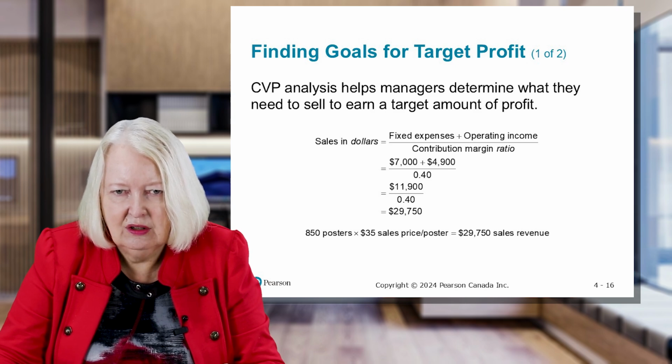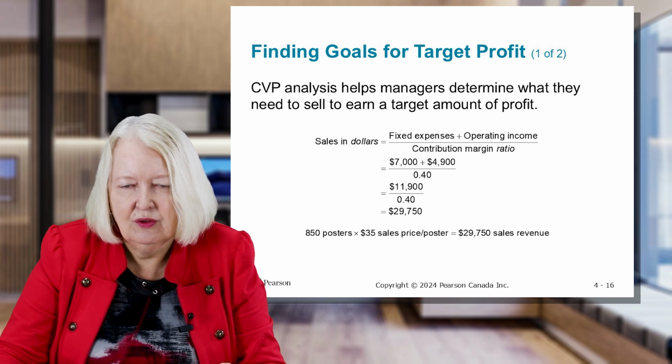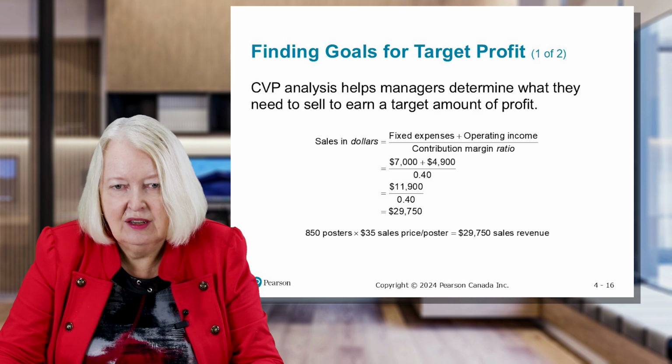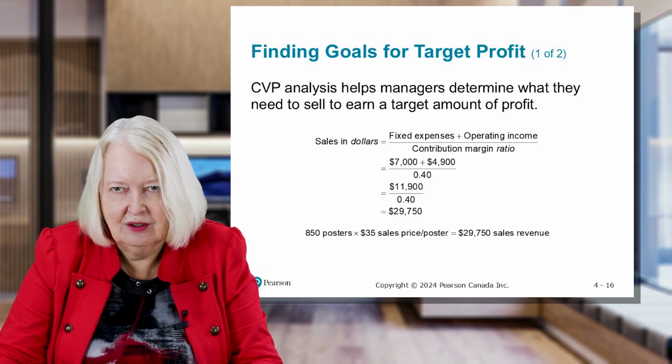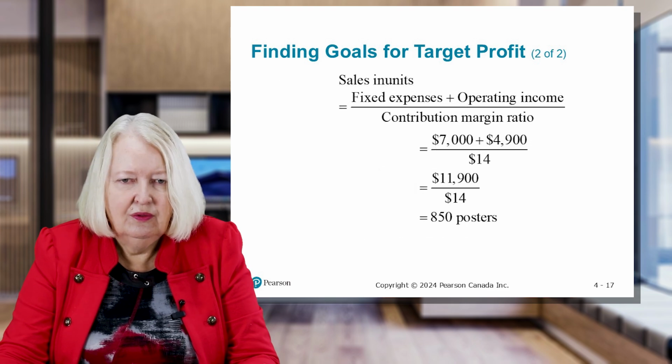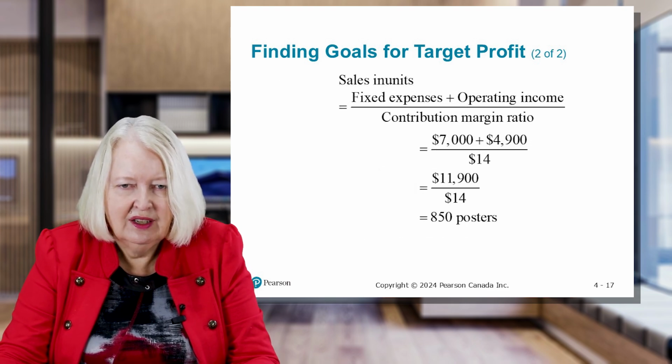So here you're taking your fixed expenses, $7,000, plus your desired or targeted operating income of $4,900, and you're dividing that by the contribution margin ratio. So when you divide by the ratio, that's giving you the sales in dollars. So now if you want to see how many posters she'll have to sell, then you just divide the $29,750 by the $35 per unit, and that will show you need to sell 850 posters. So the formula is just demonstrated here again, and is just showing the calculation, as I mentioned.